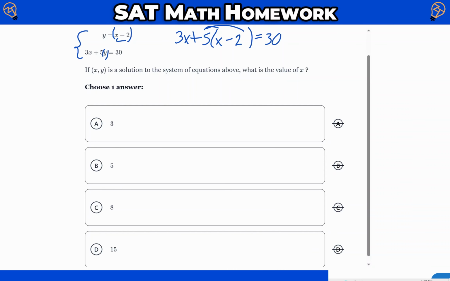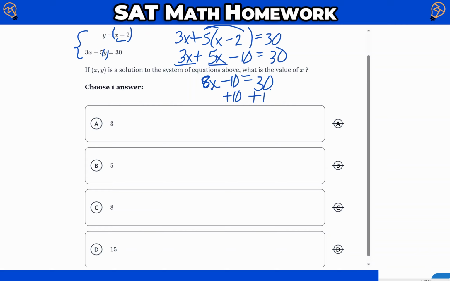And then we'll go ahead and distribute the 5. So we have 3x plus 5x minus 10. And then we combine like terms, getting 8x minus 10 is 30. Let's get x's to one side, numbers to the other, which means now we have to move the 10 over. And this was by no means hard, but why use more mental energy and then also potentially open myself up to an error instead of getting the answer right way more efficiently and way more easily. So we get our correct answer is B.